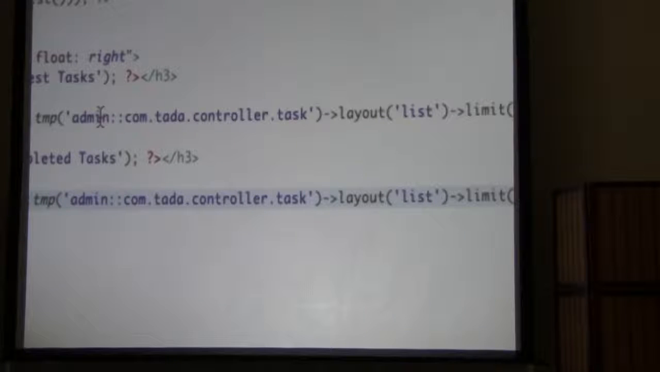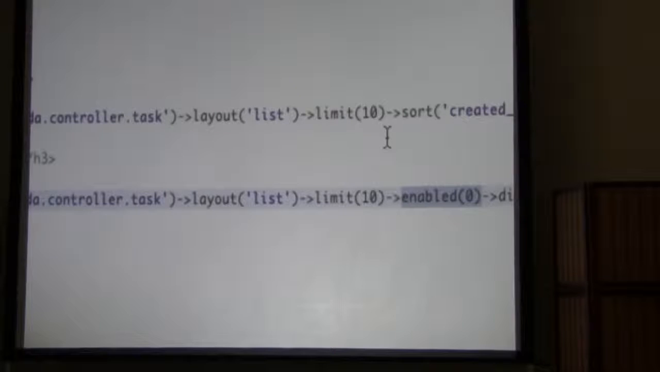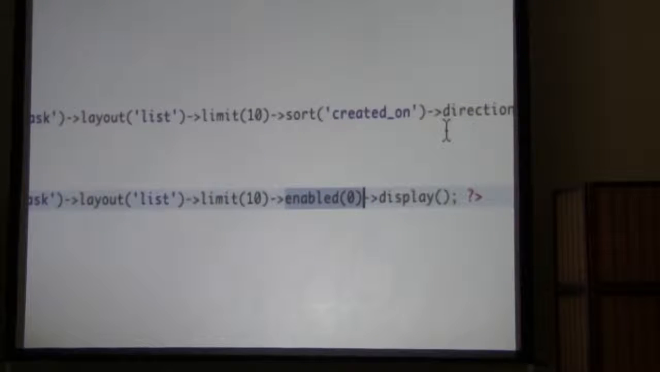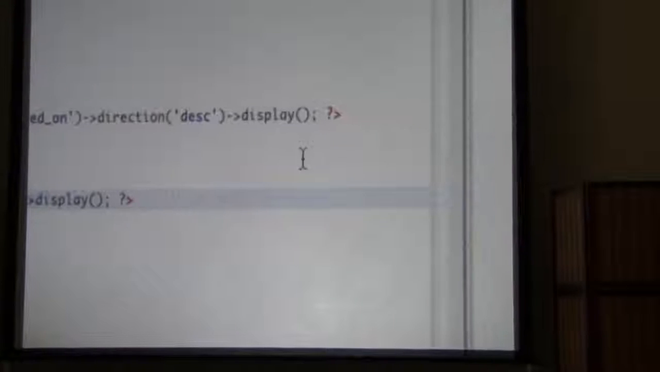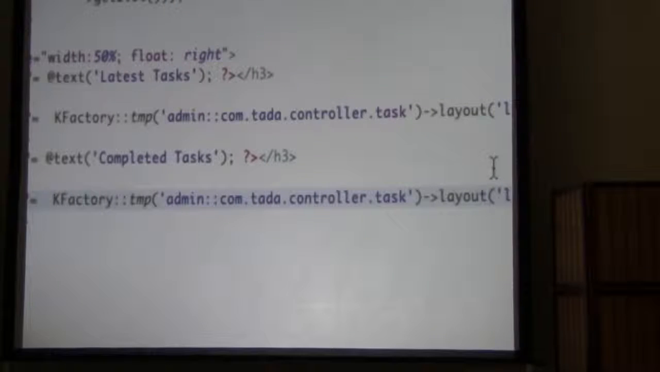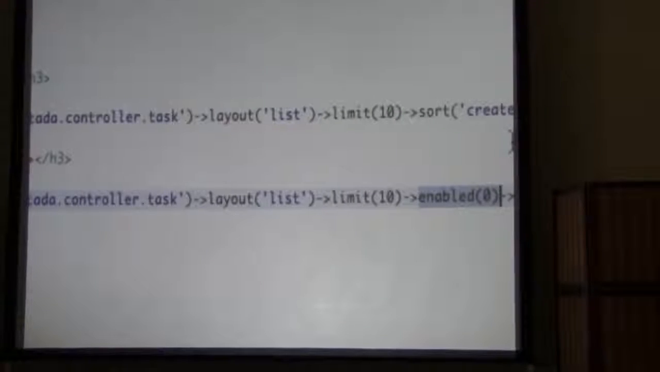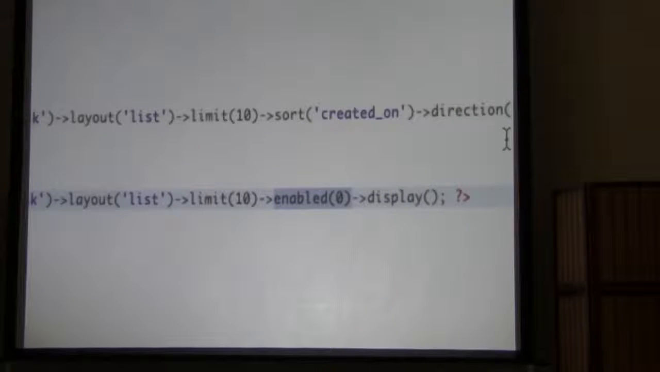HMVC means hierarchical MVC means I have one component and I'm going to call another. In this case, I'm going to call the same component again, which is also possible. One component, calling it again, or calling another component in there. So I'm going to do admin comp.doc controller task. Layout is list. I want 10 items, and I want them sorted by created on, and the direction is descending, and I display that. And for the second part, I want the completed task, which is admin comp.doc controller task. Layout is list. Limit is 10. Enabled is 0. And display. Right?